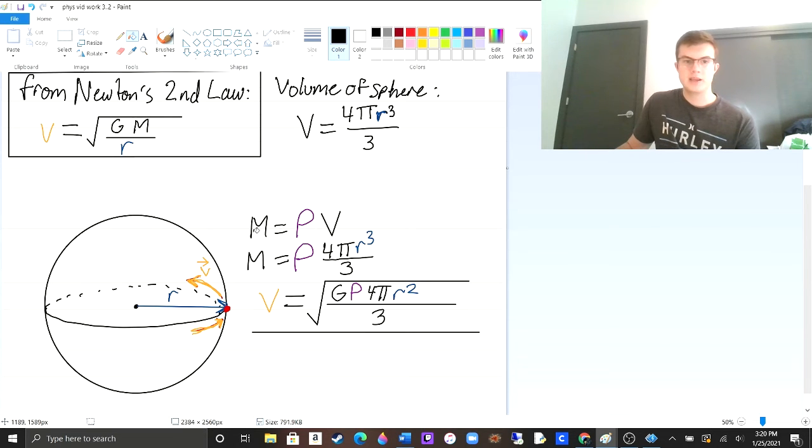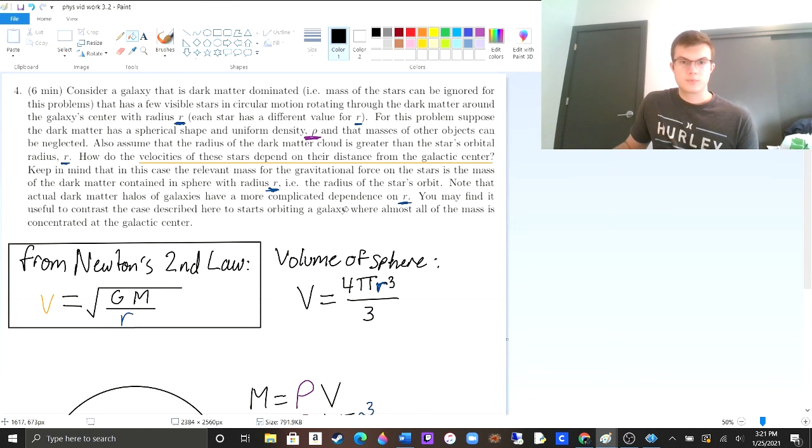So because mass equals our density times our volume, and we know our equation for volume of a sphere, we can turn that into our density times 4 pi r cubed divided by 3. And then plug that in for where the M is in Newton's second law. So we get that our velocity related to this radius is just the square root of our gravitational constant times our density times 4 pi times our radius squared divided by 3. So that is how you do problem number 4, and thank you.